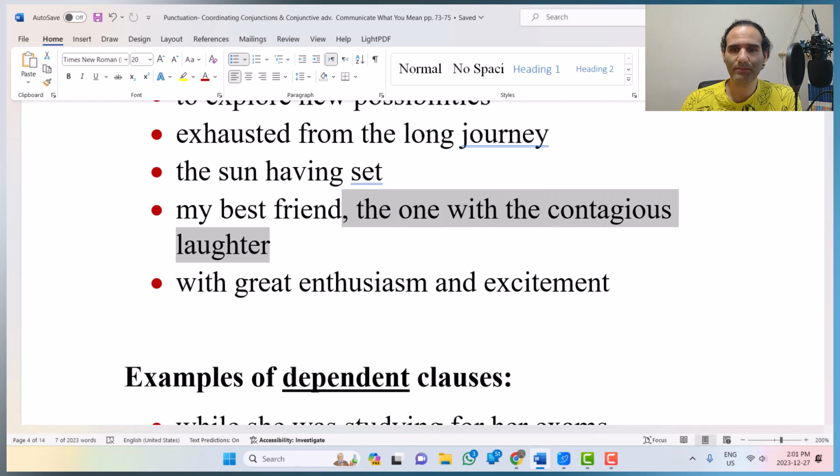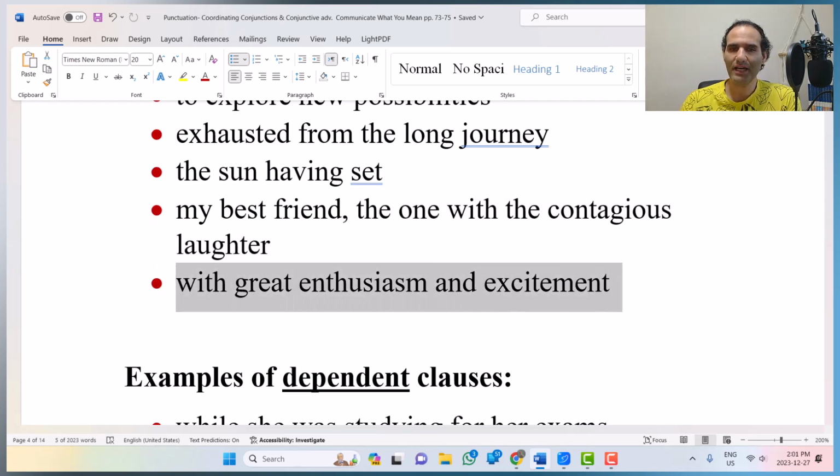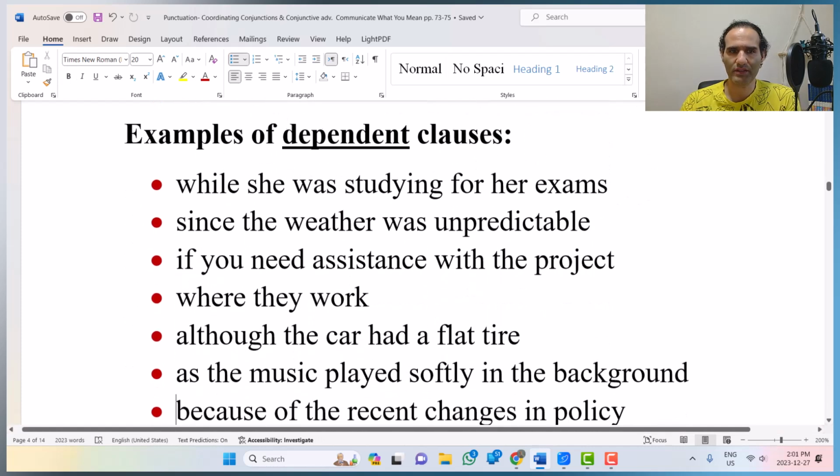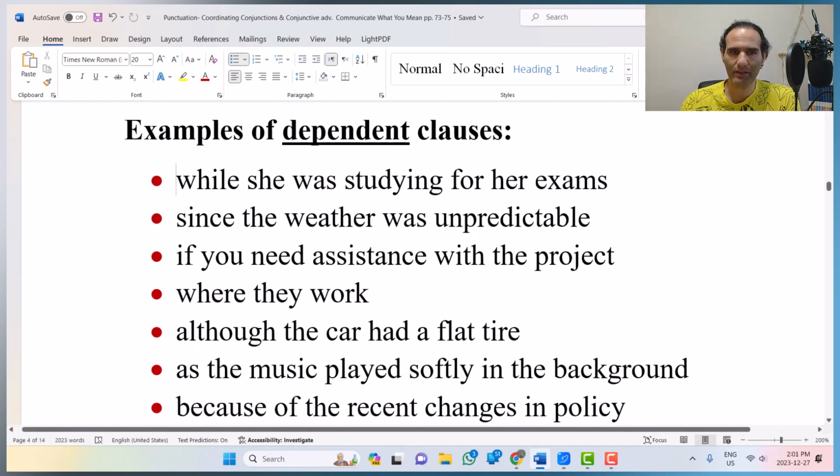So what is the verb? No verb. Phrase. With great enthusiasm and excitement. Again, phrase, and that is a prepositional phrase. So this is a list of some phrases for you. Now, examples of dependent clauses.